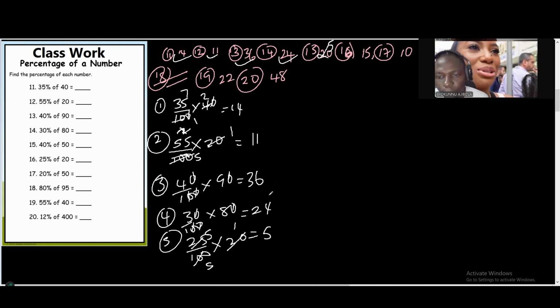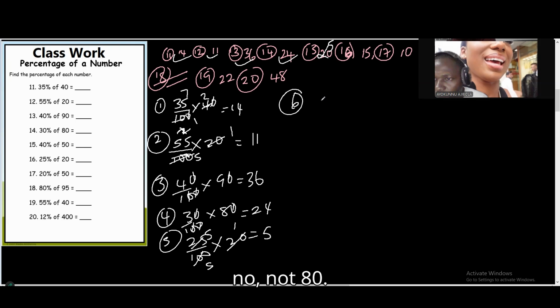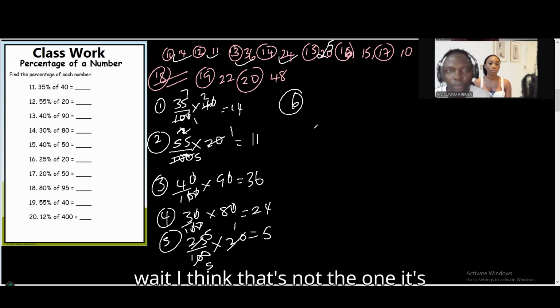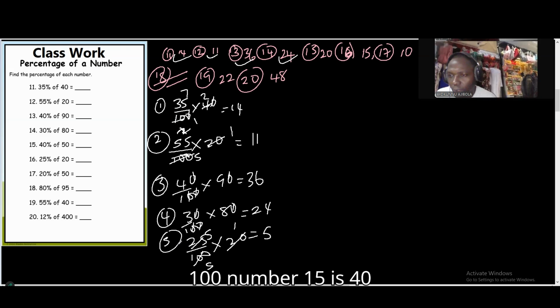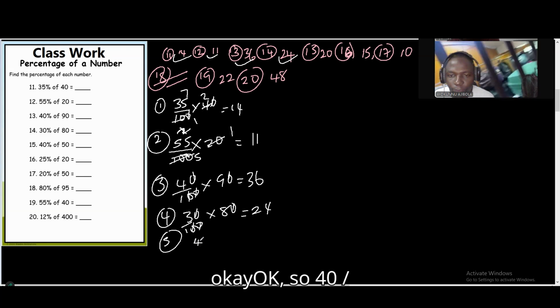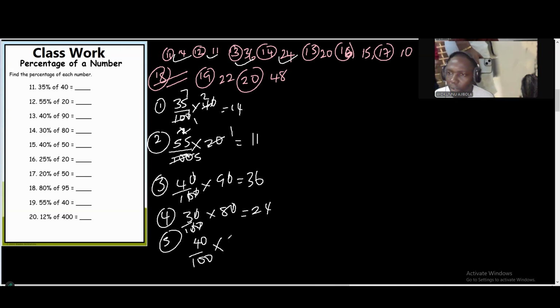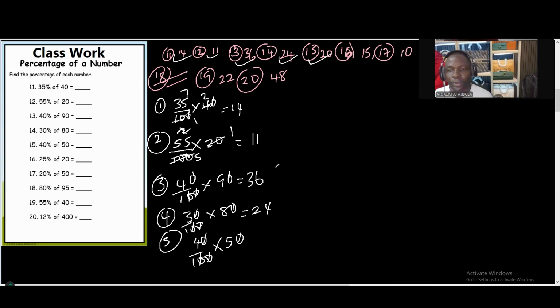Then number 6. Wait, I think that's not the one I'm supposed to mark. Number 14 is 30 over 100. Number 15 is 40 over 100. Let me quickly do that now, okay? 40 over 100 times 50. So we get two zeros, 4 times 5 is 20. So you got that too.